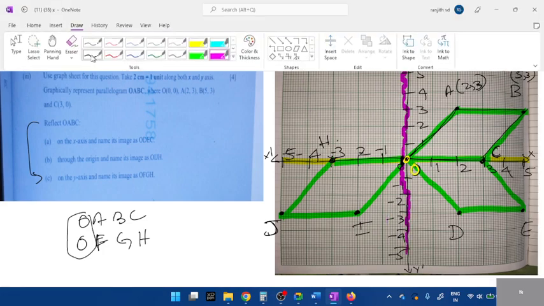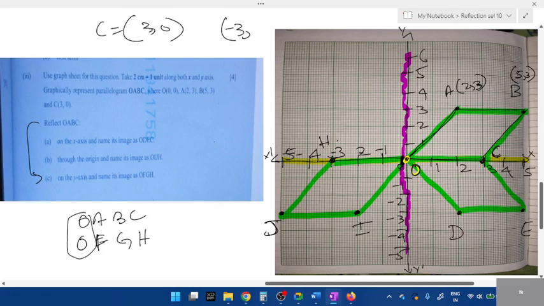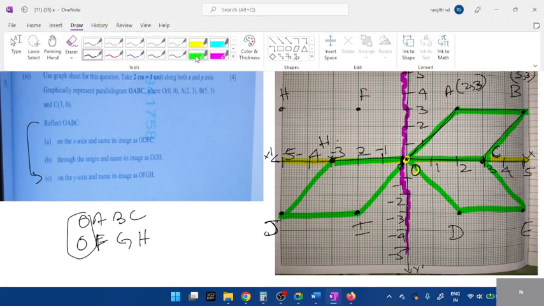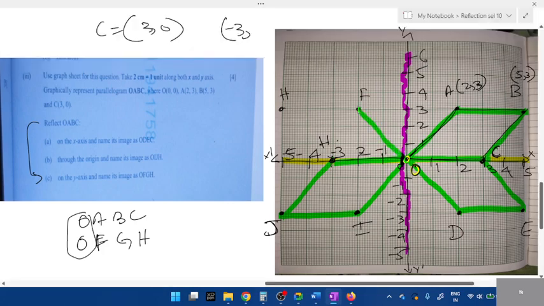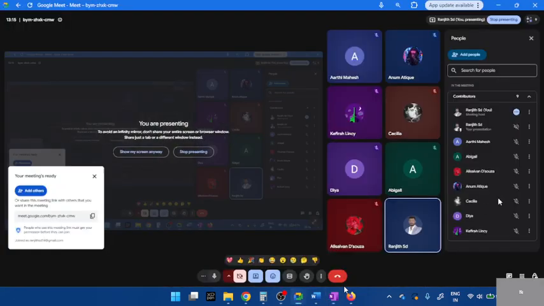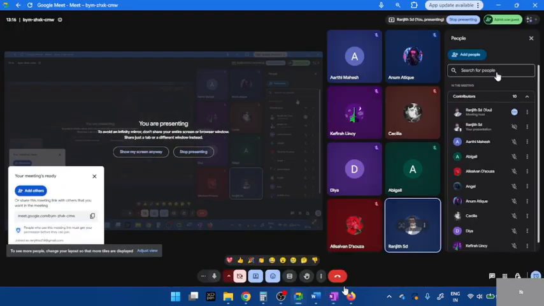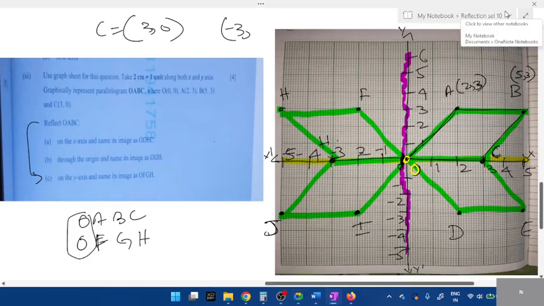Pink is Y. So if I want to reflect A, students, look at the mirror. How many boxes? Two boxes away. So A should be somewhere here, right? This is F. And G is in the corner. This should be H. So your image is like this. I think it's kind of a butterfly shape. On the x-axis, they didn't ask us the name of the image. That's it.